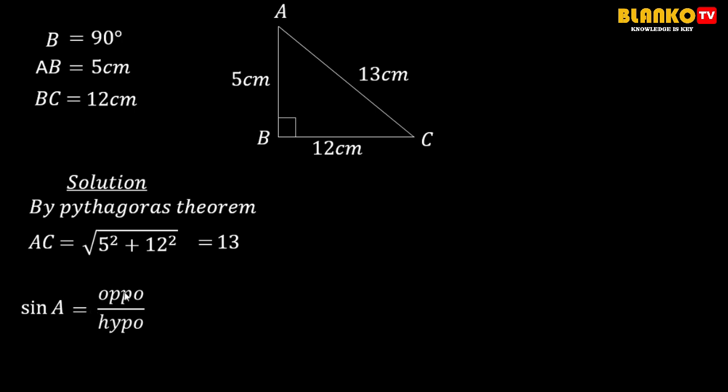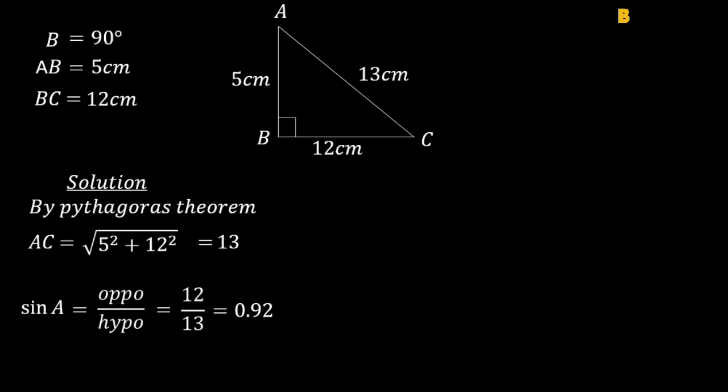So sine A is equal to the opposite over the hypotenuse, and the opposite is BC, and the hypotenuse is AC. So it's going to be 12 over 13. BC, the opposite, is 12 cm, and the hypotenuse, AC, is 13. When you divide 12 by 13 we get 0.92. So sine A is equal to 0.92. I hope you are following it.